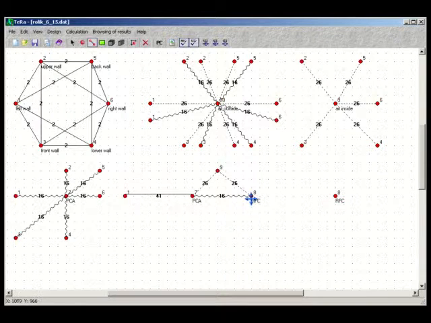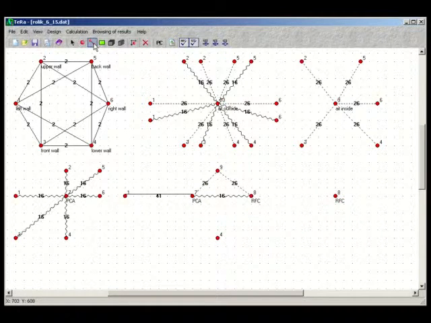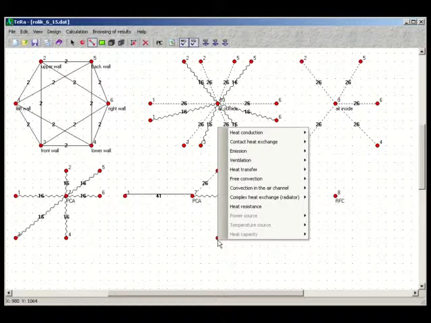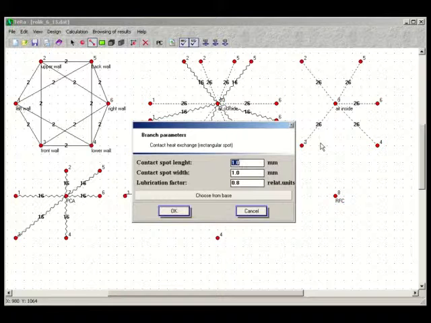Block 8, transformer, is connected with block 4 by a branch of contact heat resistance. Thus, the total area of the contact through 4 legs is set equal to 100 square millimeters. Perimeter of the branch: length of the contact spot is 20 millimeters. Width of the contact spot is 5 millimeters, and lubrication factor is 0.8.